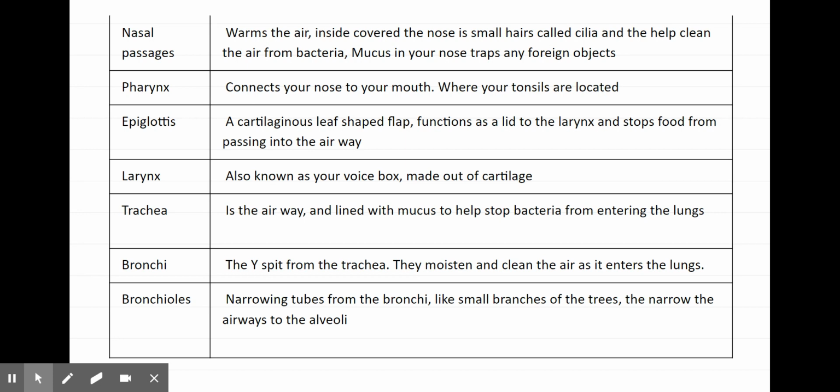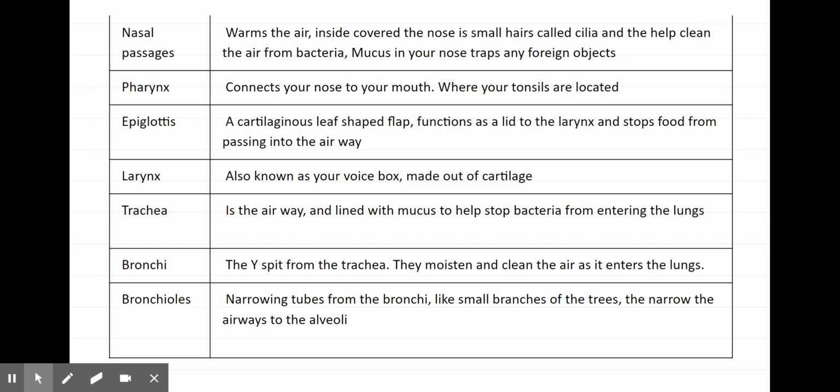Essentially, the whole way through, you just want air to be clean. You do not want bacteria getting in. That's how you get common cold or bronchitis or pneumonia or stuff like that. So you want to try and clean the air of any bacteria or foreign objects as much as possible.